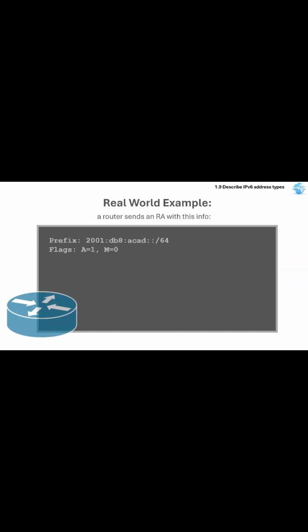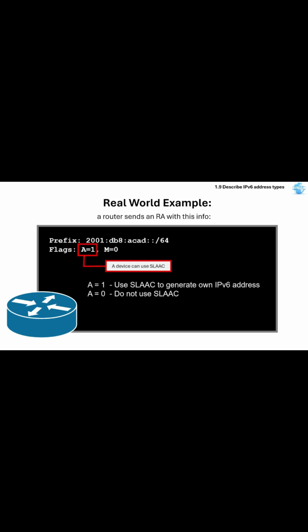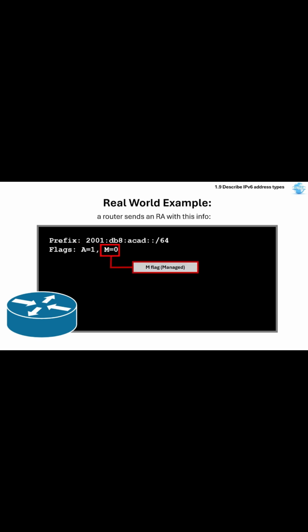Here's a real-world example. Imagine a router sends an RA with this info. If A is 1, it uses SLAAC to generate your own IPv6 address. And if A is 0, it means do not use SLAAC. You may also see the M flag, which means managed. If M is 1, it means you can use DHCPv6, and if M is 0, don't use DHCPv6 for address configuration.